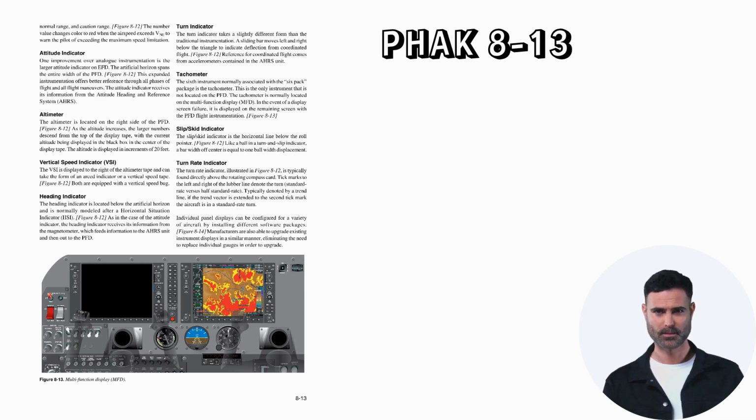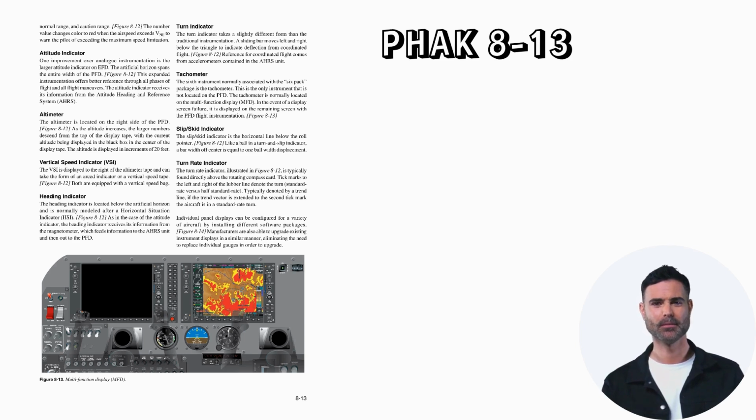Tachometer. The sixth instrument normally associated with the six-pack package is the tachometer. This is the only instrument that is not located on the PFD. The tachometer is normally located on the multifunction display, MFD. In the event of a display screen failure, it is displayed on the remaining screen with the PFD flight instrumentation. Slip skid indicator. The slip skid indicator is the horizontal line below the roll pointer. Like a ball in a turn and slip indicator, a bar width off-center is equal to one ball width displacement.